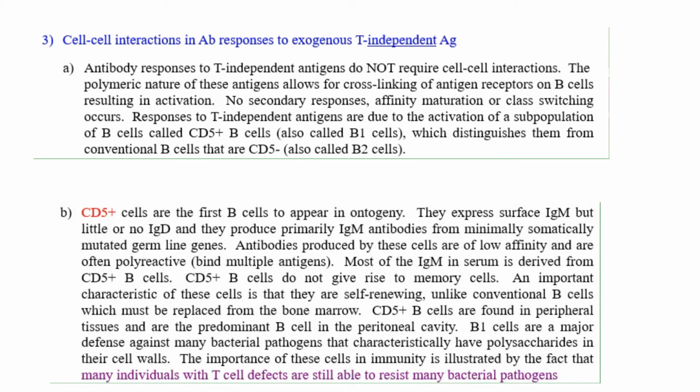The importance of these cells in immunity is illustrated by the fact that many individuals with T cell deficiency or defect are still able to resist many bacterial pathogens. So this type of B cell carries a vital role in eliminating many types of bacterial pathogens.